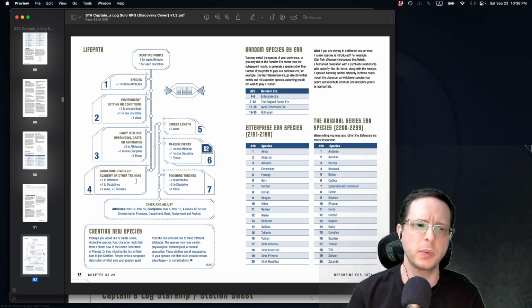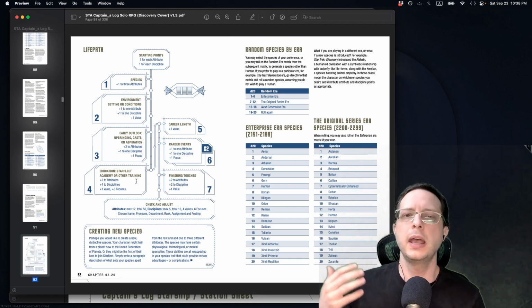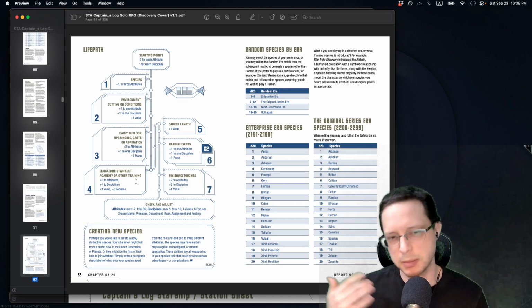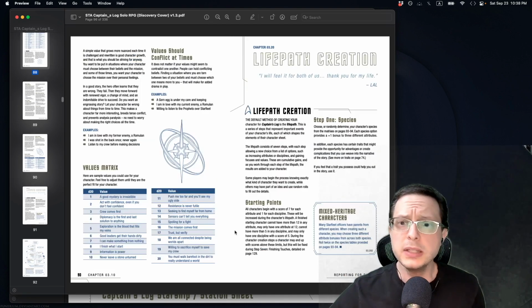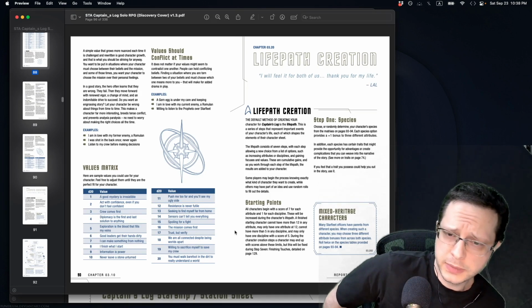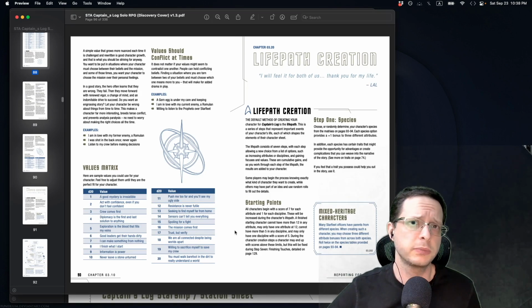And then, of course, this is where we would finalize the rank and assignment, the posting and department, name our character, all that stuff. So let's go ahead and get started. Obviously, as we mentioned, the first thing we're going to need to do is roll a species.